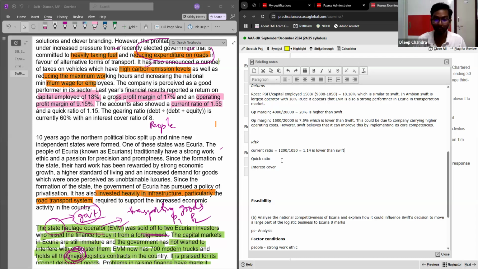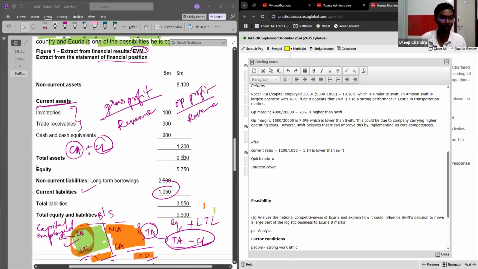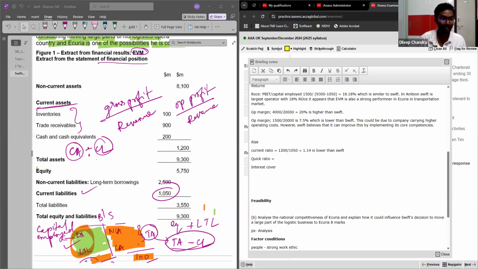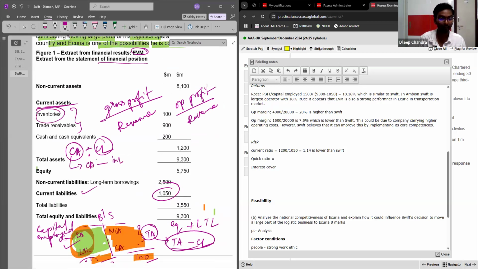Okay, we'll calculate quick ratio as well. Then we'll think, how much is the quick ratio? The quick ratio formula is, we'll divide current assets by current liabilities, but from this current assets we will subtract these inventories. Okay, now tell me how much is the quick ratio.